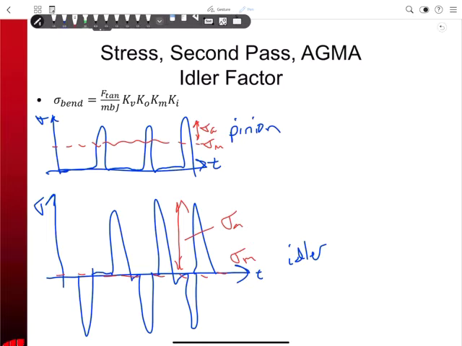So for the idler, we're going to make up this thing called K sub I, which is 1.42, as a result of the fact that it's a fully reversed stress, right? So it's all alternating, versus on the pinion, only half of the maximum stress is alternating, the other half is a mean stress. So a little difference there, but I think it's important to note.